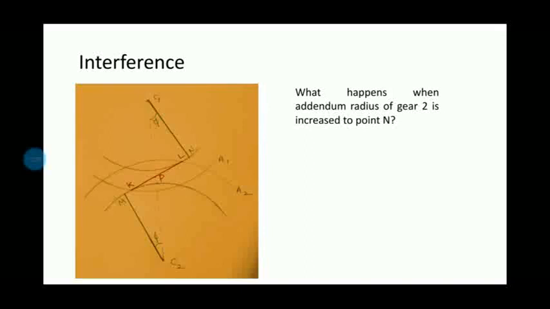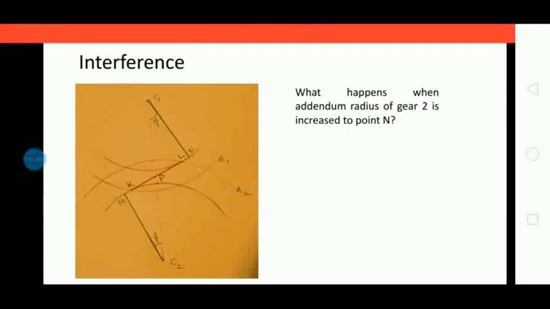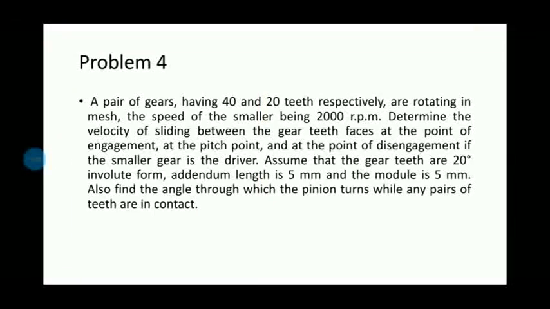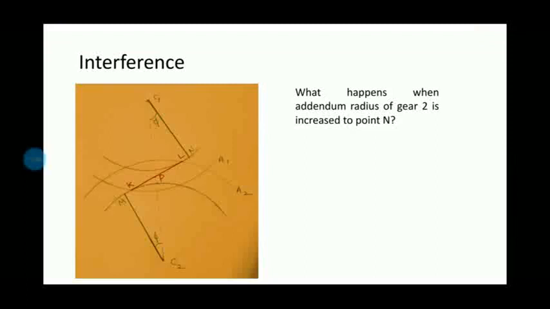So next topic is interference. That is the last topic in this session, gears. Now again that familiar diagram for you. It's representing the path of contact and tangent, M, N, K, L, pitch point, C1, C2, etc. So the question, you read this question: what happens when addendum radius of gear 2 is increased to C2N?